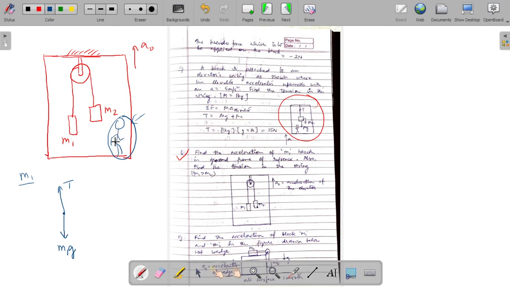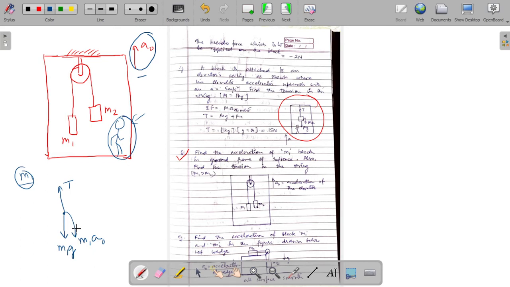We are thinking that from the frame of reference of this man, what would be the motion of m1? So we know that we will have to draw an additional force acting on mass m1, which would be the pseudo force. So we will be reversing the acceleration of our frame of reference which is a naught, and after reversing that acceleration we will multiply that acceleration with the mass which we are observing. So we are observing mass m1, so we'll apply the force m1 a naught in the downward direction, which is the reverse of the a naught acceleration, on this mass m1.